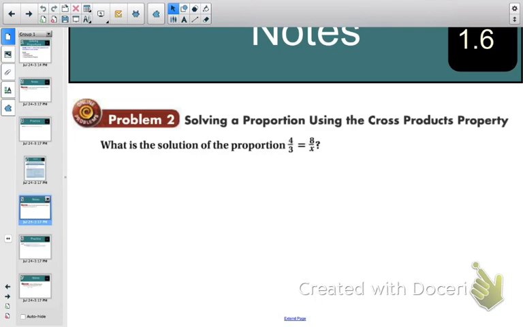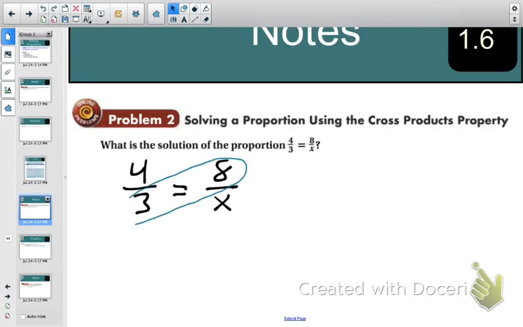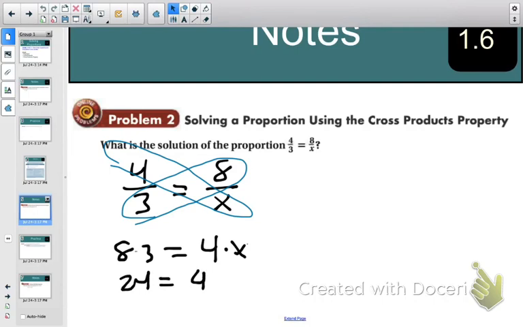Okay, what is the solution of this one? So this one's a little bit harder because the x is on the bottom. So this is when we want to use the cross products property. So here we go. 8 over x. Okay, so we want to do the cross products, which means we're going to multiply these together and these together. Okay, so I do 8 times 3, which is 24. I'm just going to write 8 times 3. It's going to equal 4 times x. Okay, basically 24 equals 4x.